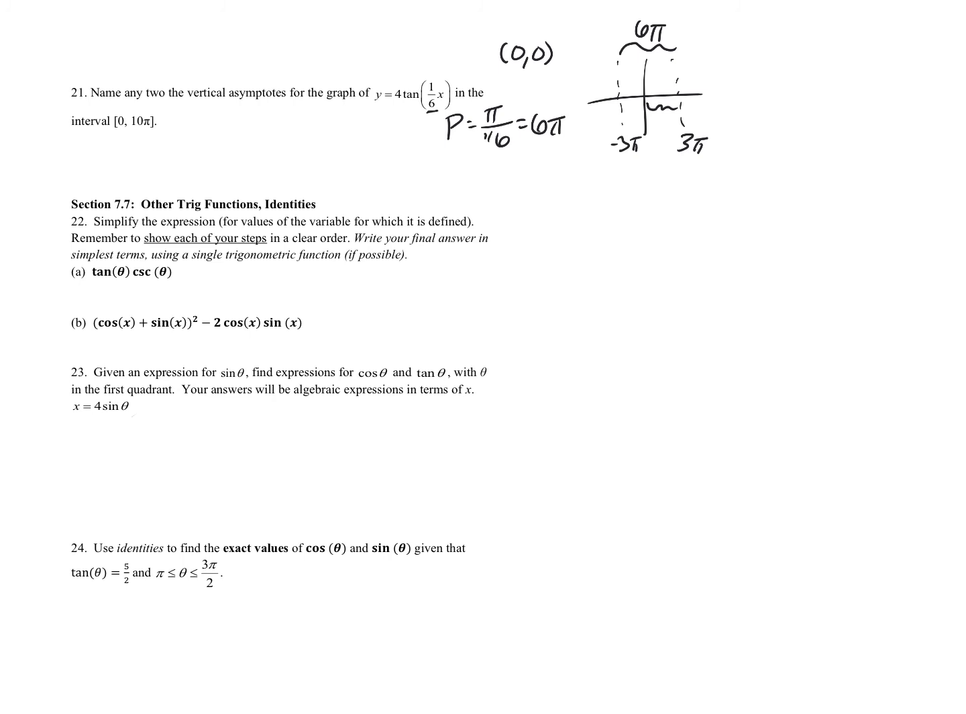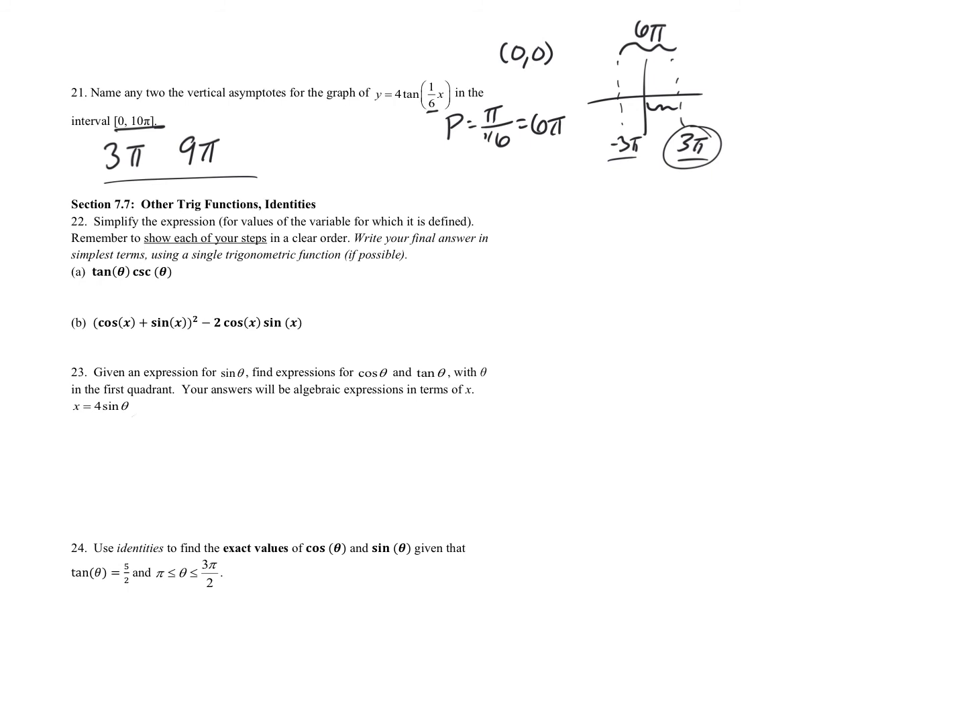And then to find other asymptotes, we can either add 6 pi or subtract 6 pi, but we want the interval between 0 and 10 pi. So that means 3 pi is going to be one of our answers. Add our period, which is 6 pi, we'll get another one, 9 pi, and those are 2 of our answers.